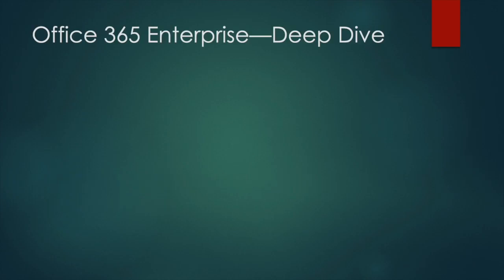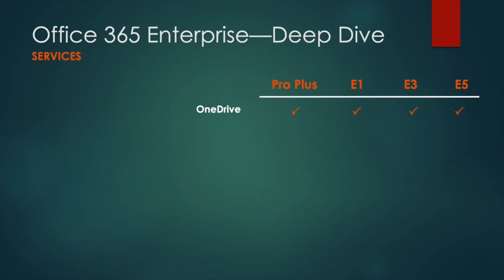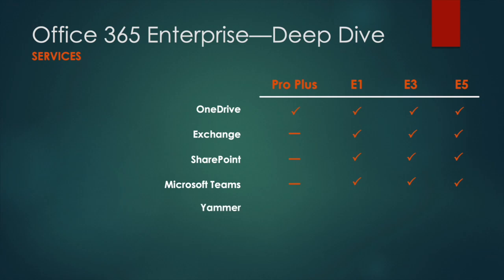Let's take a look. Office 365 Enterprise comes in 4 tiers: Pro Plus, Enterprise E1, Enterprise E3, and Enterprise E5. Let's run down the list of services. First, there is OneDrive, available in every tier. Then we have Exchange, available in every tier except Pro Plus, which is the case for each of the next 5 services. Third is SharePoint. Next is Microsoft Teams. Then we have Yammer.